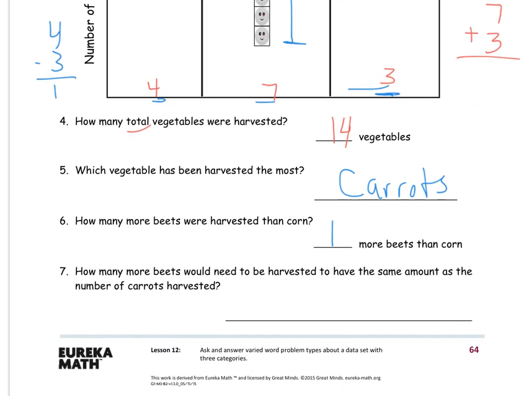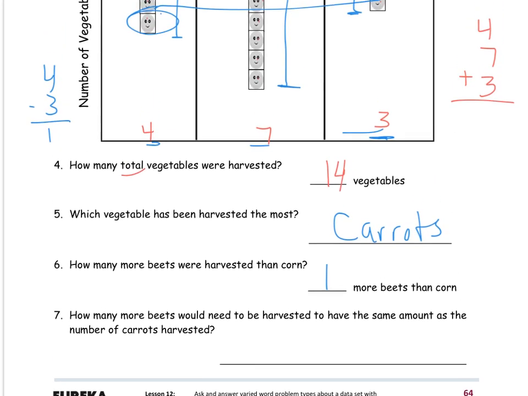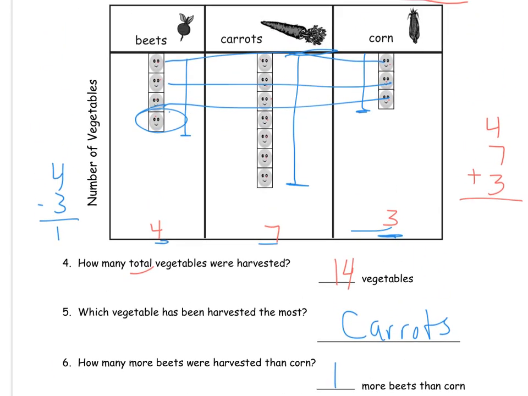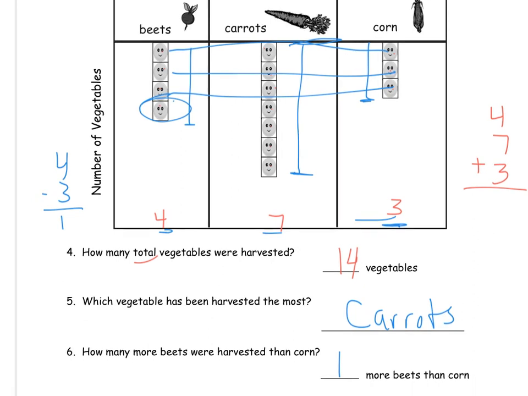And the last question, how many more beets would need to be harvested to make the same amount as the number of carrots? So I'm looking at beets to carrots. So I could do one of two things. I could find the difference of these, and I'll do it in a different color, which is 7 and 4, to find that I need 3 more to make them equal, or I can match up. And I see 1, 2, 3, 4, and there's 3 more of these, so I would need to harvest 3 more beets to equal the number of carrots.